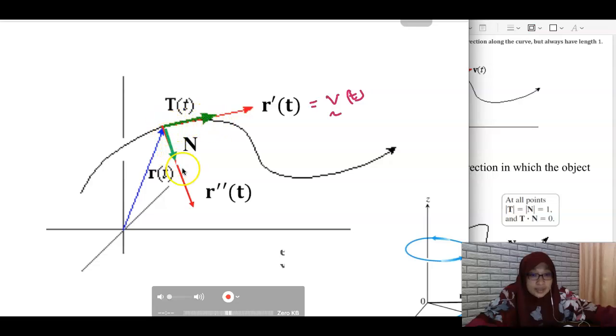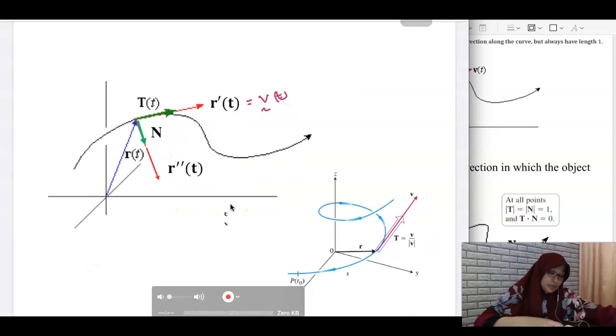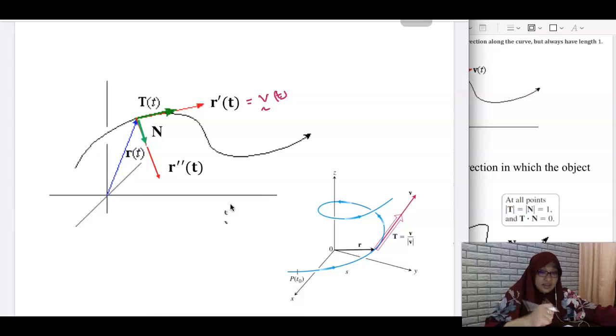So it starts to turn, right? And this one points inside, which has to do with r double prime. r prime is v, and from that you get T, and then you differentiate T and you get N. So r double prime has to do with the unit normal. But the unit normal, since it is a unit vector, always has magnitude equal to 1. So r double prime can be longer or shorter.